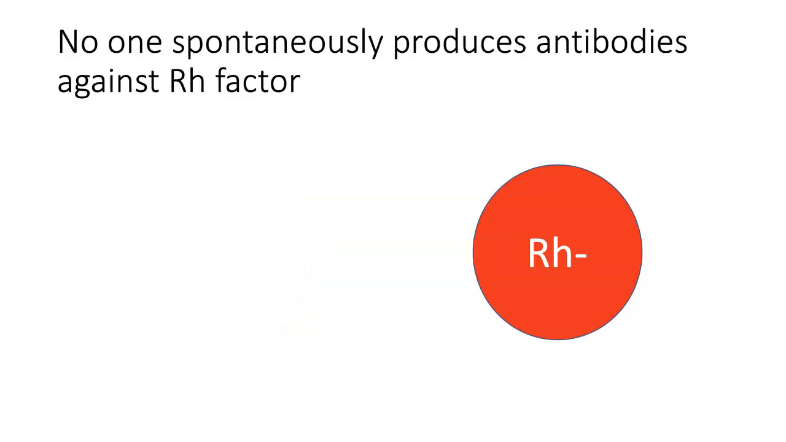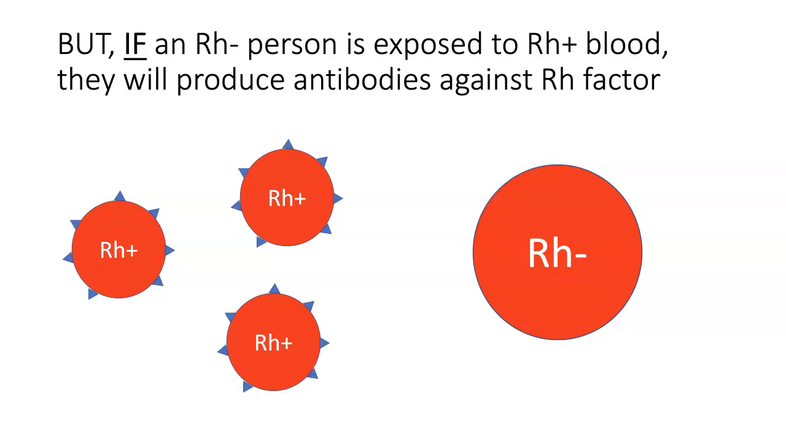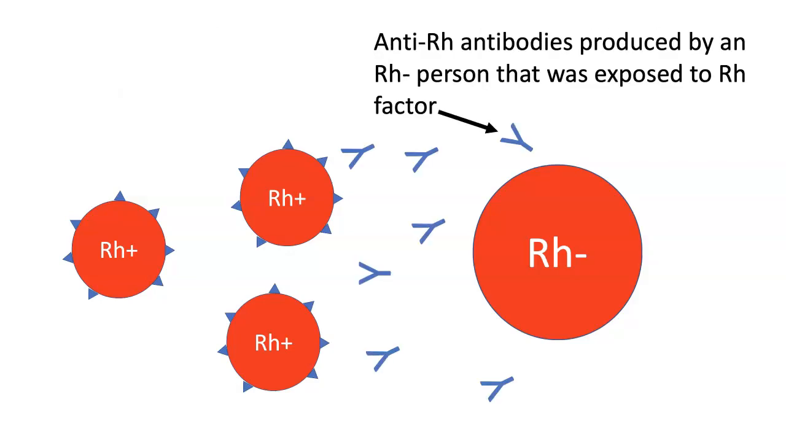One big difference between Rh factor and the ABO blood groups is that no one spontaneously produces antibodies against Rh factor. For the majority of the population, they have Rh factor, and so they're never producing antibodies against it because it's itself. But for the 15% of the population that doesn't have Rh factor, if they are exposed to Rh factor, they will produce antibodies against it. If an Rh negative person produces antibodies against Rh factor, that is not a problem in itself.